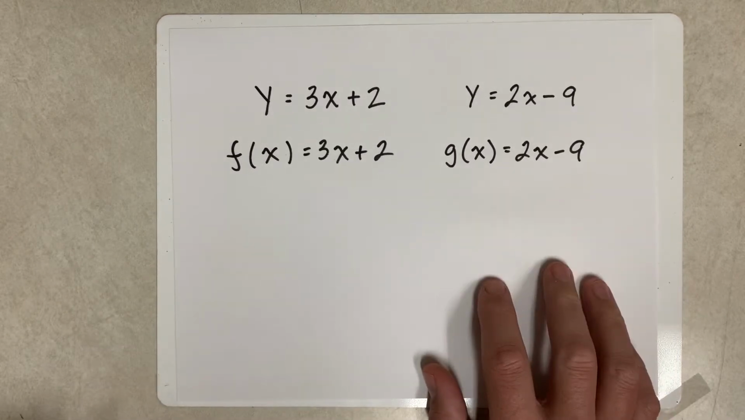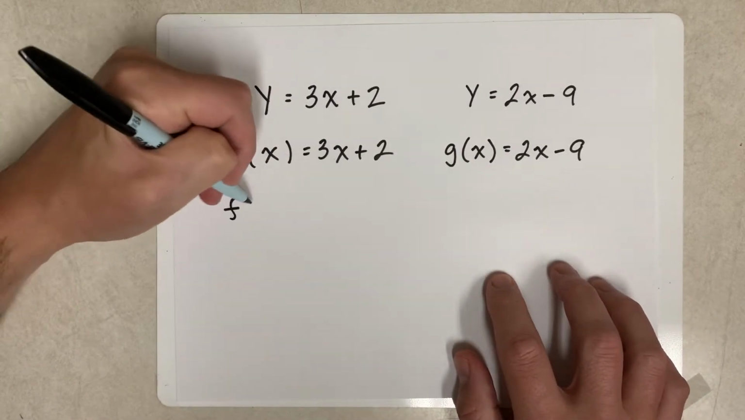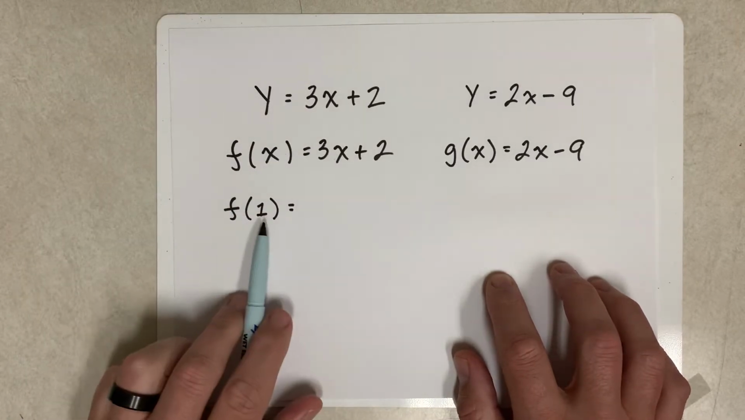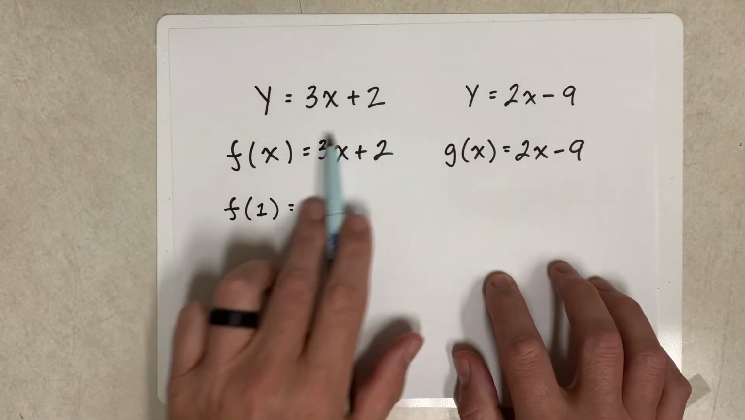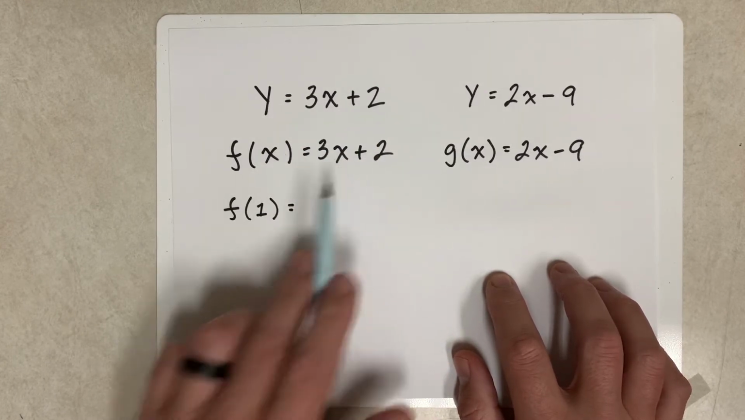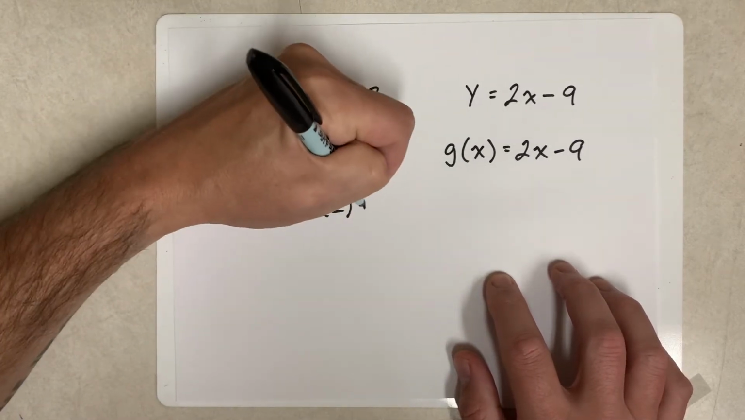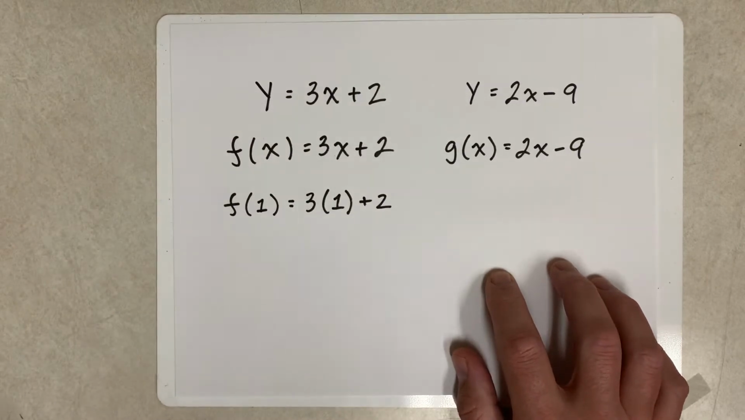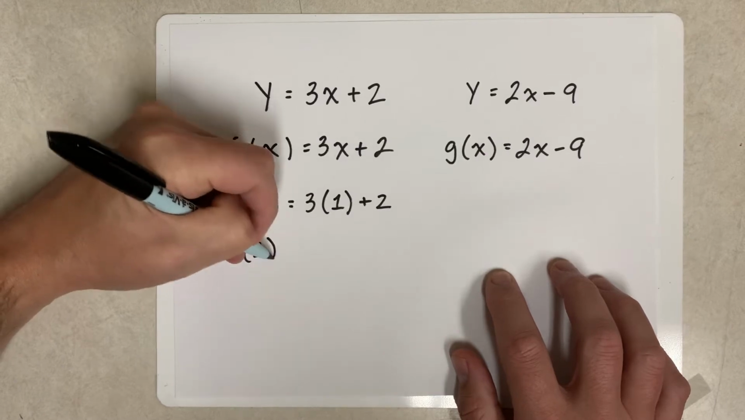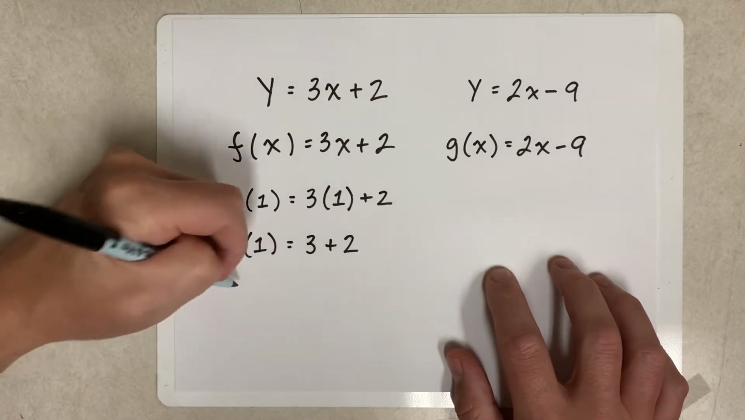The other cool thing I can do is, let's take this one for instance. I can say, what is f of 1? F of 1 means you take the 1 and you plug it into the right-hand side of the function wherever you see the variable. Well, there's only one in this case. So f of 1 would be 3 times 1 plus 2. Now I'm going to get a y value for it. So f of 1 is equal to 3 times 1, which is 3, plus 2.